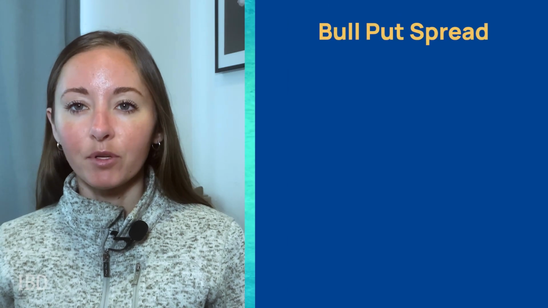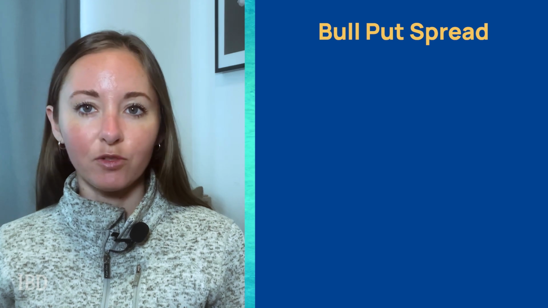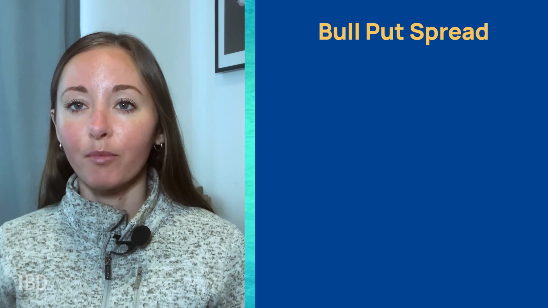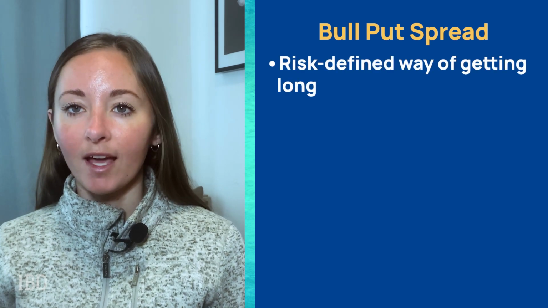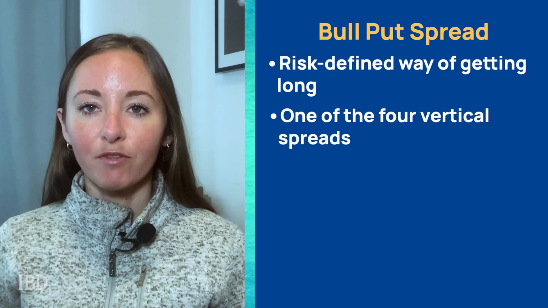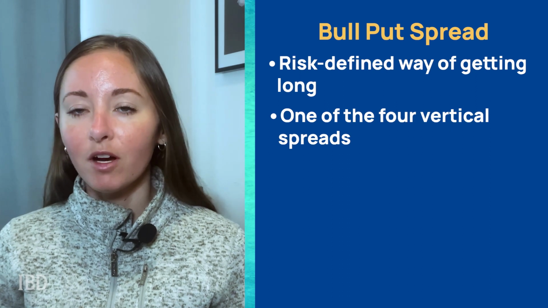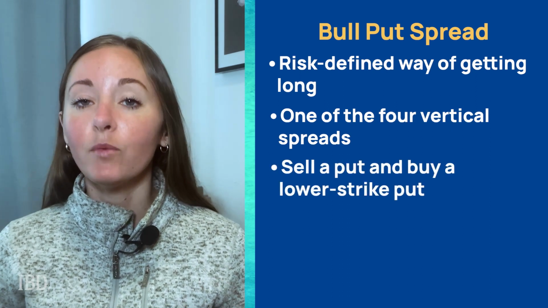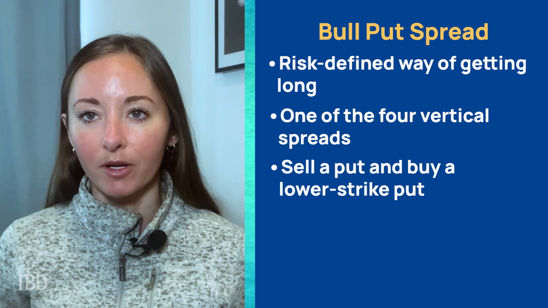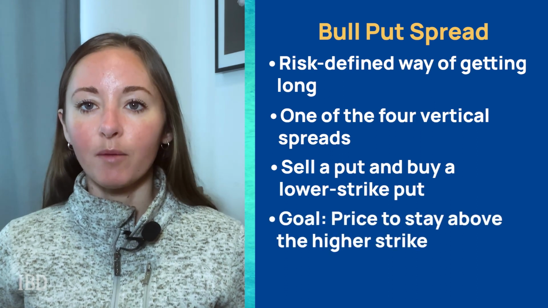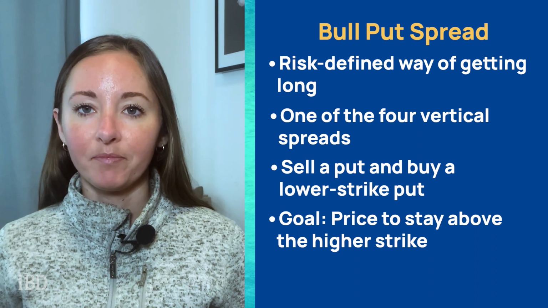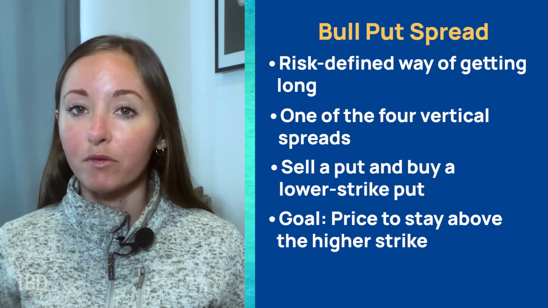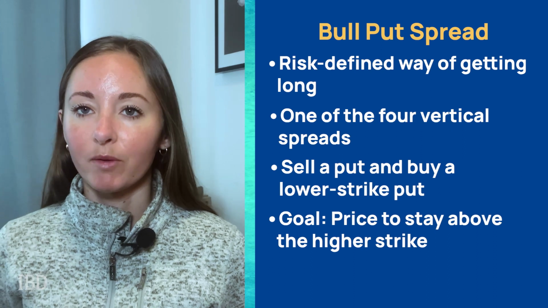Today, we're looking at a bullish trade known as a bull put spread to take advantage of the potential upward momentum in the stock. The bull put spread is a risk-defined way of getting long. It's one of the four basic vertical spreads you can put on using options and involves selling one put and buying a lower strike put. The goal is for the stock price to stay above the higher strike price to keep the full premium. If the stock price is below both strikes, the maximum loss will be realized.